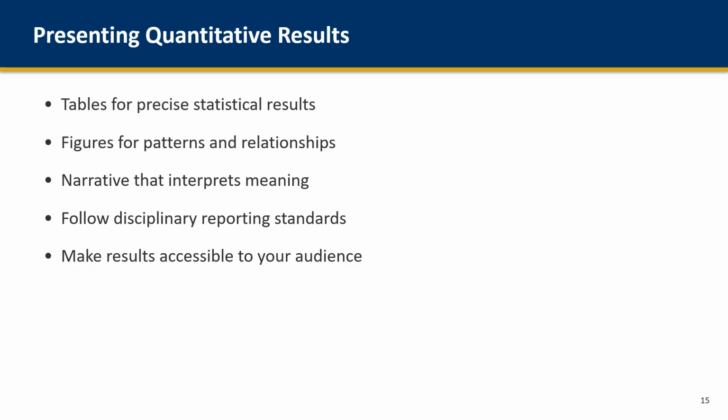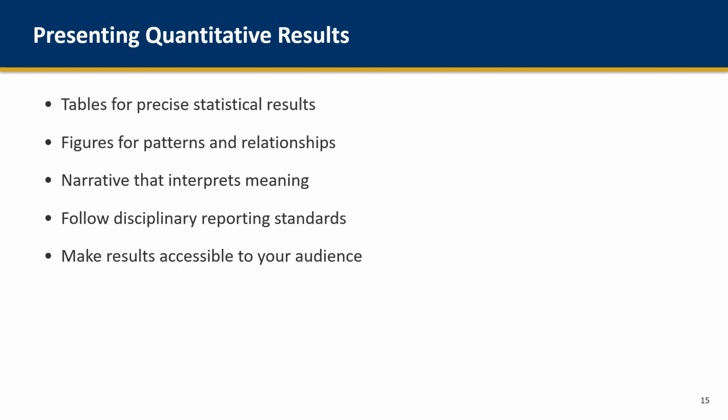Figures work best for showing patterns and relationships. Visualizing distributions, trends over time, or relationships between variables can communicate more effectively than tables of numbers. Choose visualization types appropriate to your data and message. Bar charts, line graphs, scatter plots, and others serve different purposes.